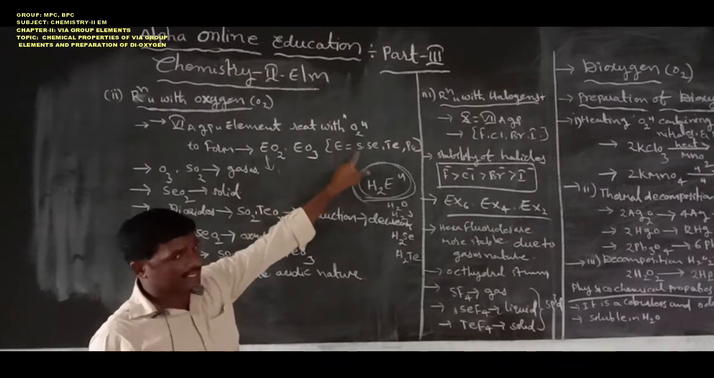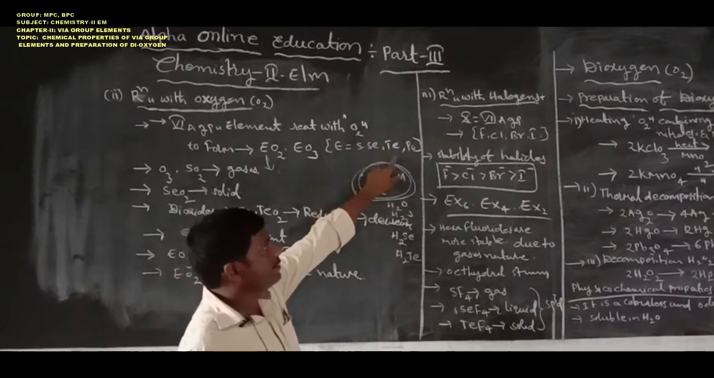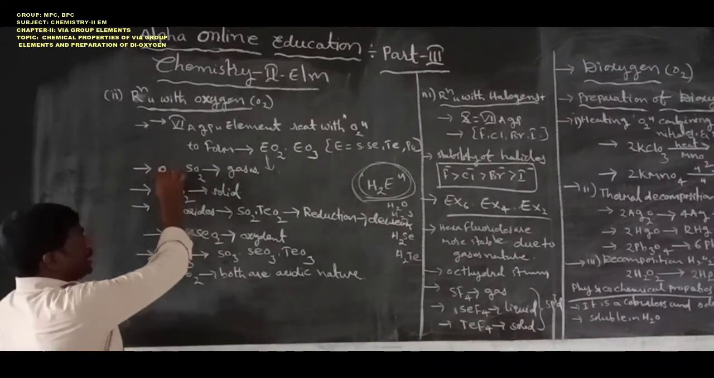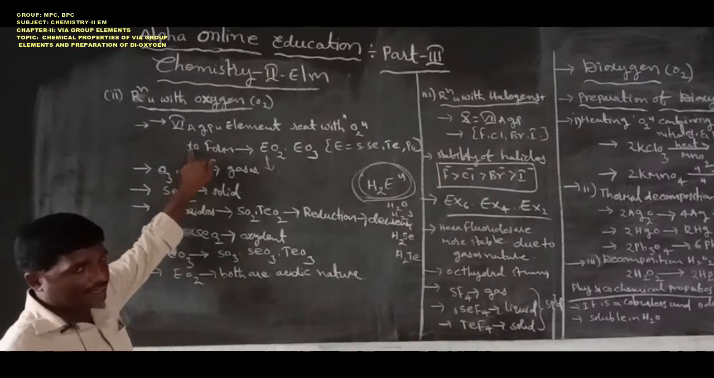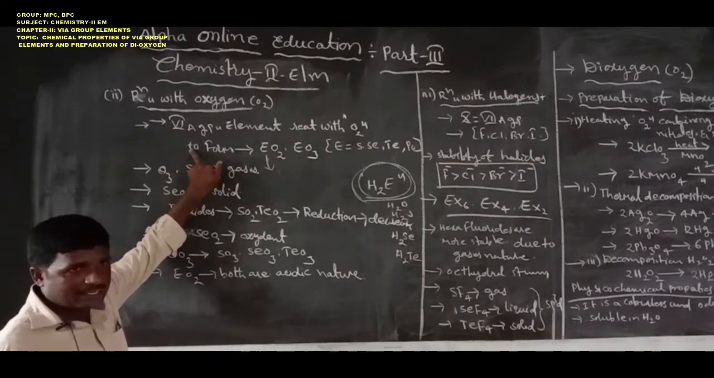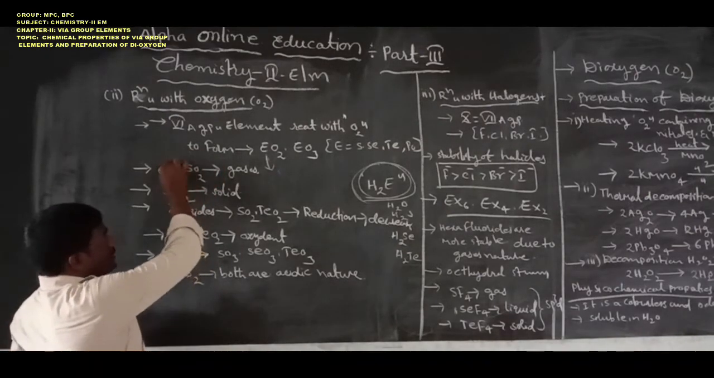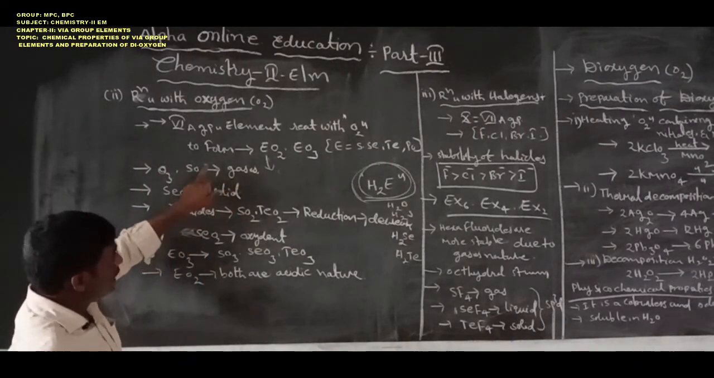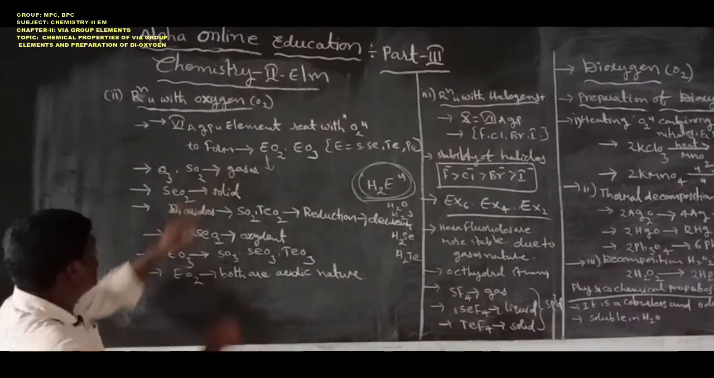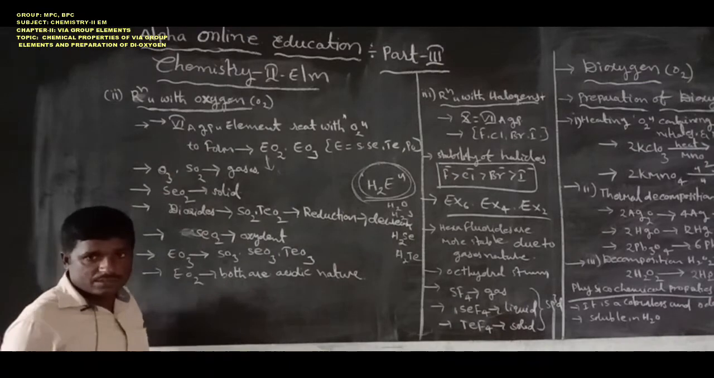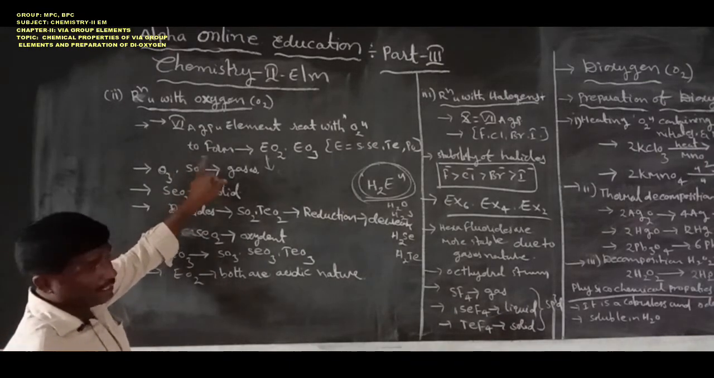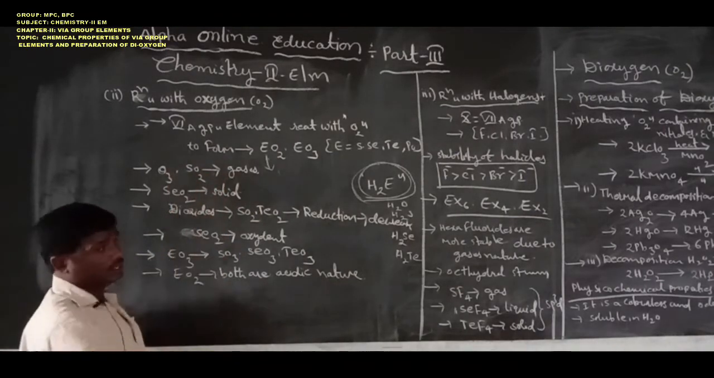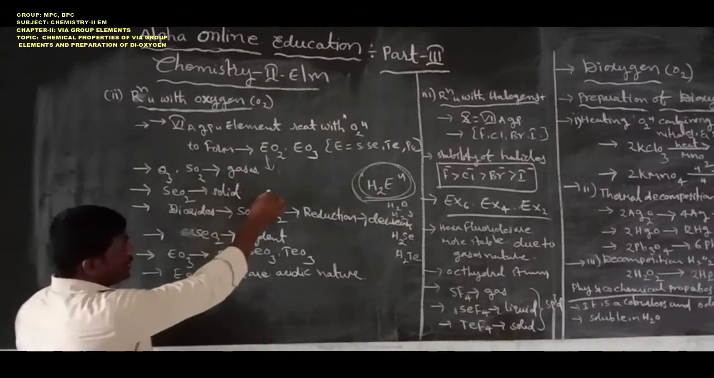Here E is equal to the 6A group elements: sulfur, selenium, tellurium and polonium. For example, O3 is also called ozone. Next, sulfur reacts, combining with oxygen to form sulfur dioxide. Here are two compounds, ozone and sulfur dioxide. Both exist in gaseous nature; ozone is a gas and sulfur dioxide is also a gas.